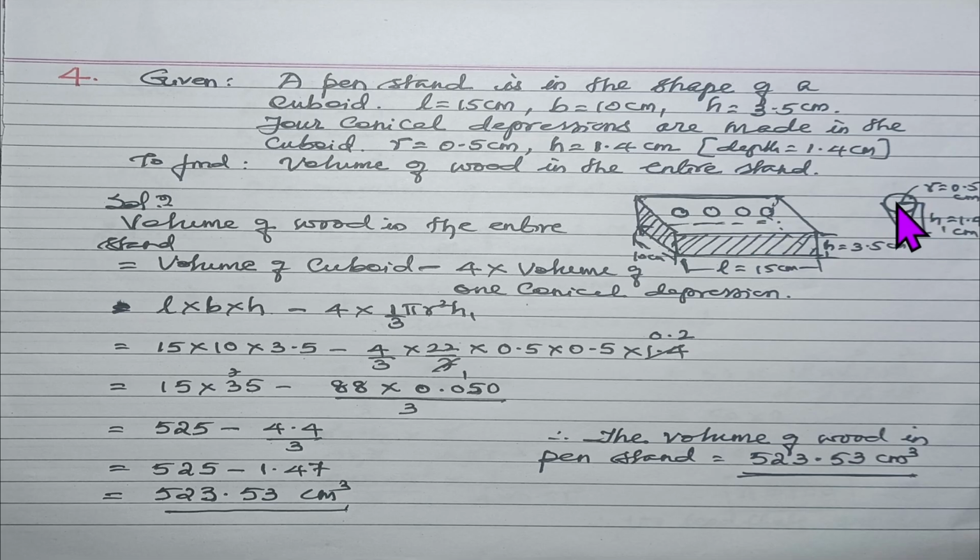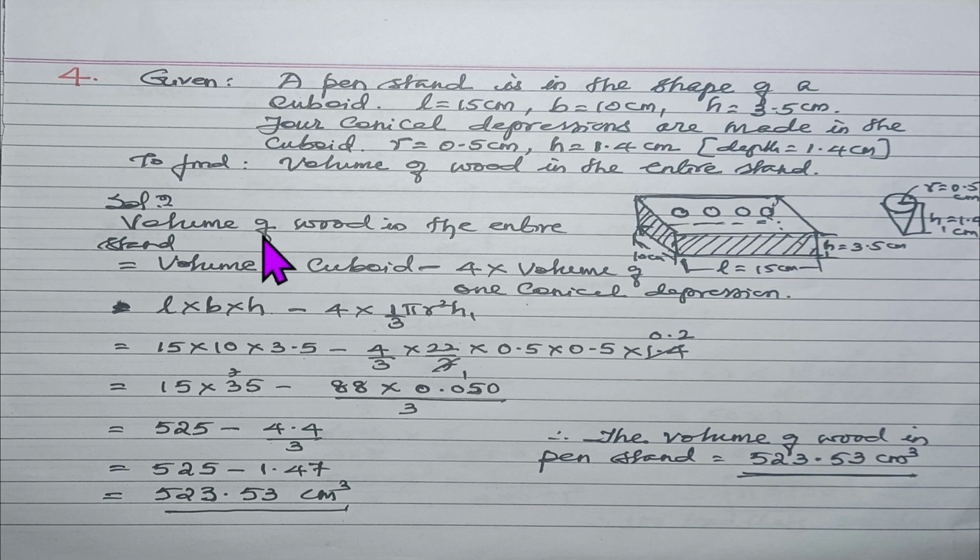So I have shown you one depression here, and the radius of the cone is 0.5, and the height of the cone is 1.4 centimeters. There are four cones formed there. Now what we have to find is, when you cut a depression, wood is taken out from that, and therefore they have asked you to find out the volume of wood in the entire pen stand.